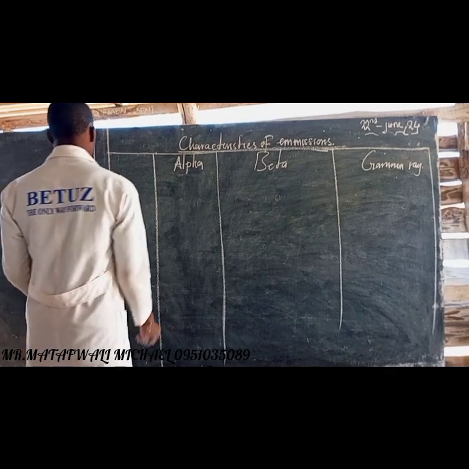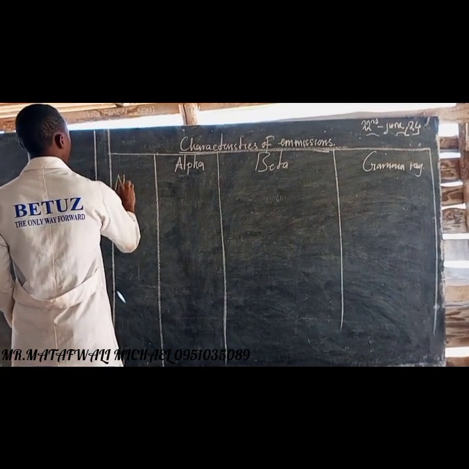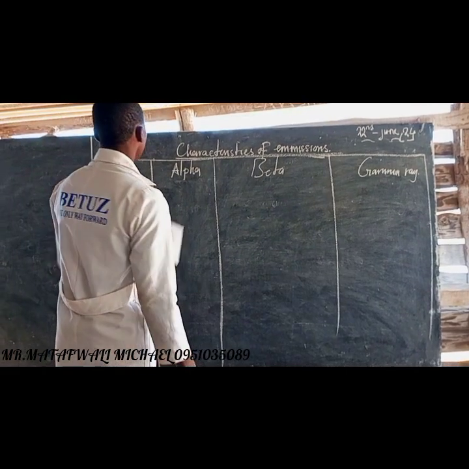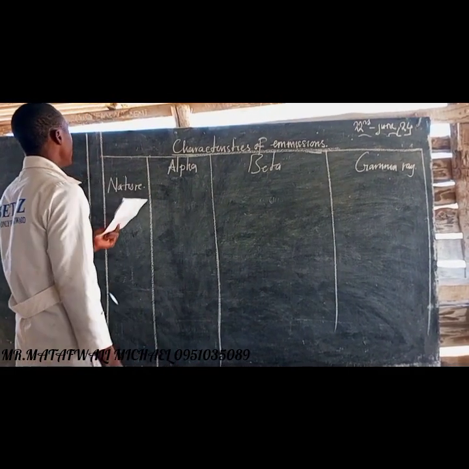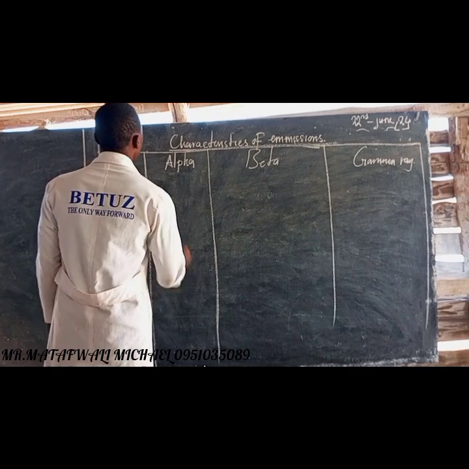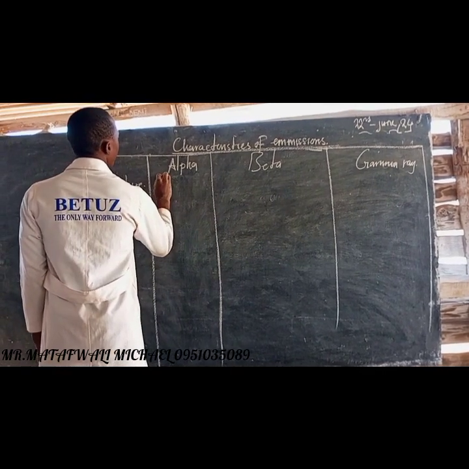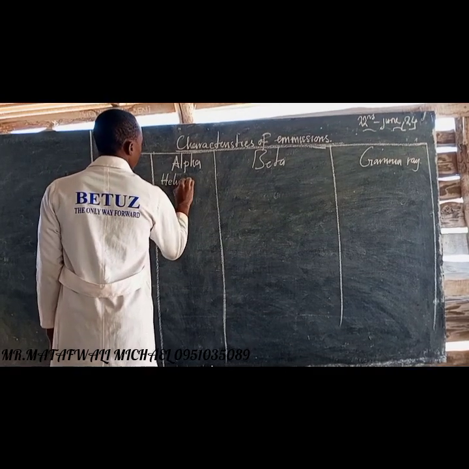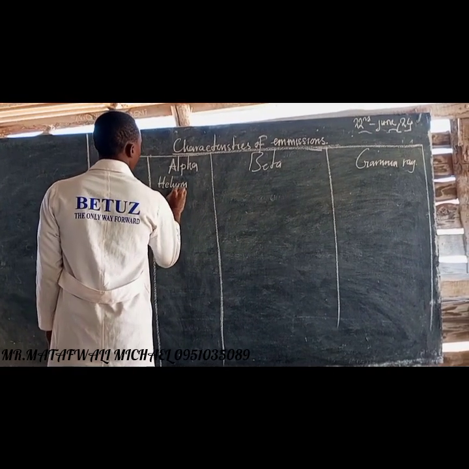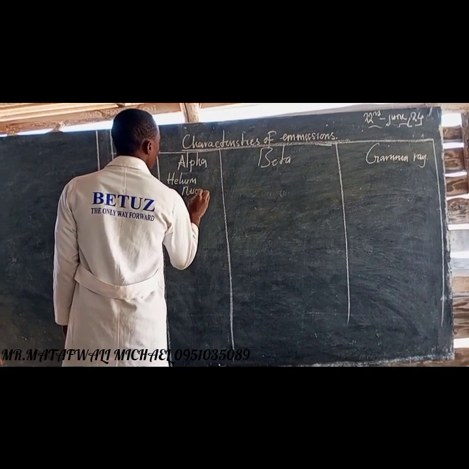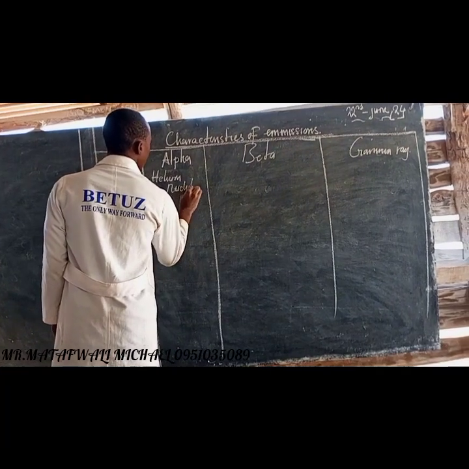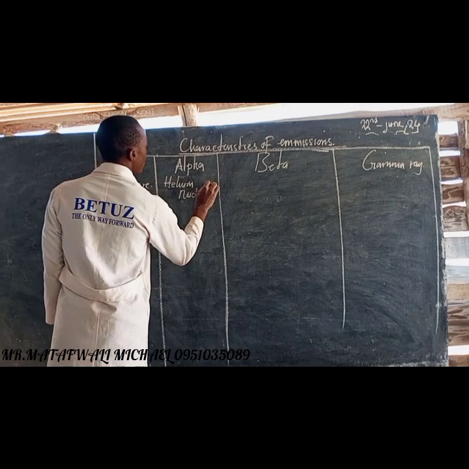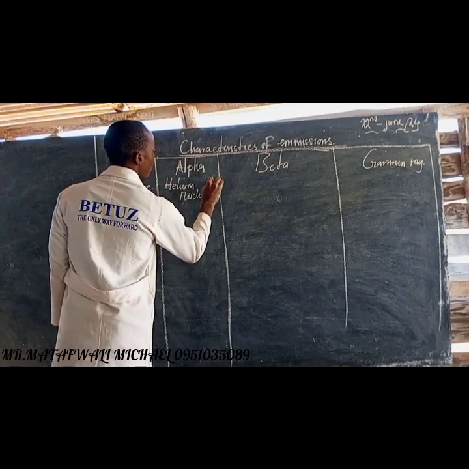So number one, we have nature. What is an alpha particle by nature? An alpha particle by nature is a helium nuclide. The symbol for a helium nuclide is 4,2He.